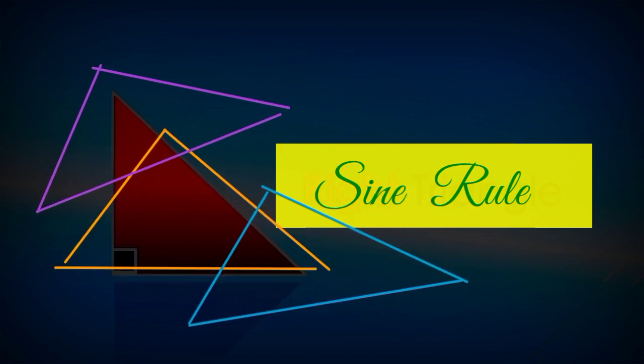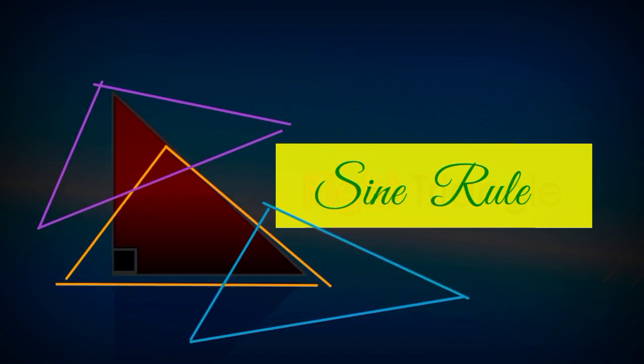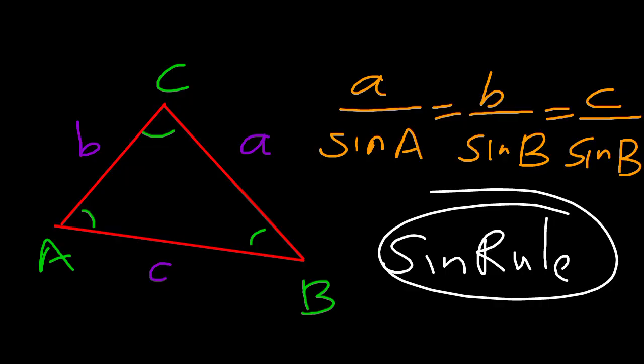The sine rule is the relation between the sides of a triangle and the opposite angles. We can use the sine rule to work out a missing angle or side in a triangle when we have information about an angle and its opposite side.